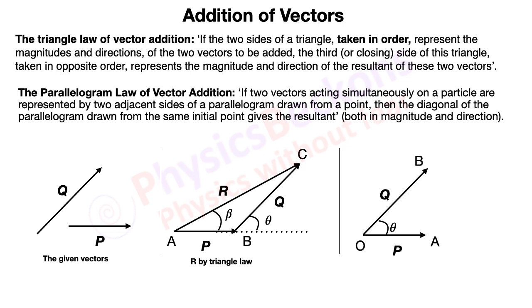Angle theta between the two vectors. Complete the parallelogram. The diagonal of the parallelogram from the same point O. So here P, Q as well as R or P plus Q are to be drawn from the same point. R or P plus Q is represented by OC. The direction is again given by geometrical method. This is the angle beta which gives the direction of vector R.